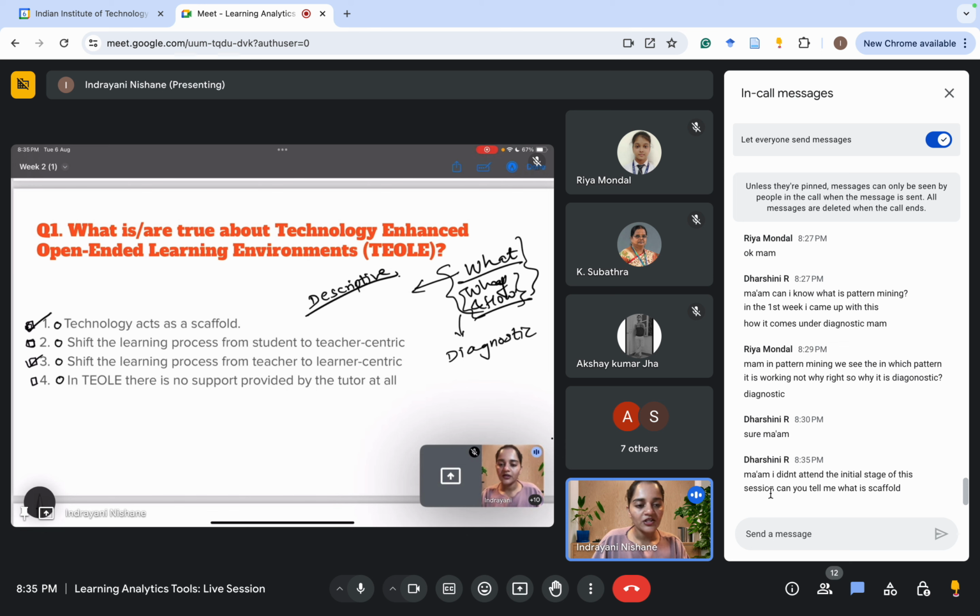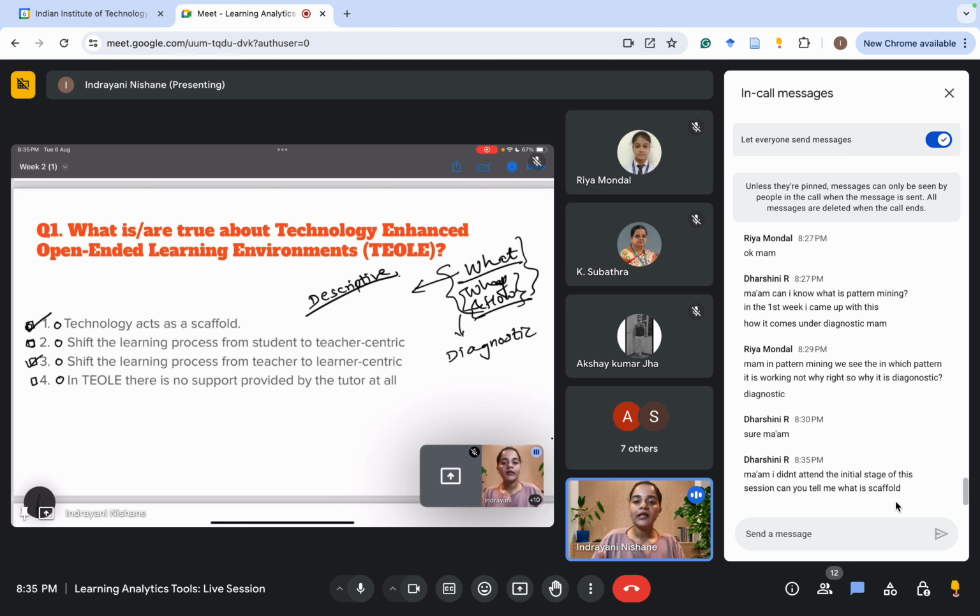Dharshini is asking what is scaffold. So scaffold is an external help, just like when a building is getting painted, there is some structure outside to support where painters stand and do the plastering or painting of that building. So that is scaffold. Similarly, scaffold is used here. Scaffold is not the main thing but the helping hand.